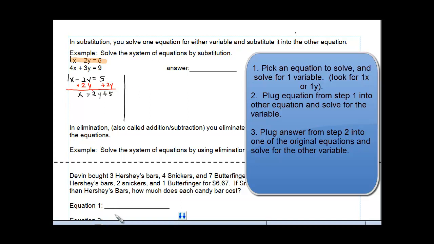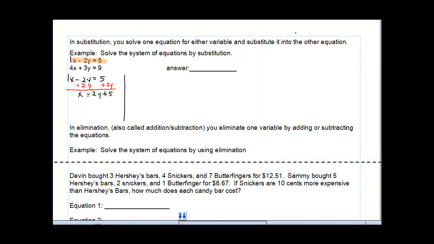Now let's go to the second step. Plug the equation from step 1 into the other equation and solve for the variable. So if I used x minus 2y in the first equation, I'm going to put the second equation right there. We are going to substitute 2y plus 5 in for 4x. Now we're just solving for y.